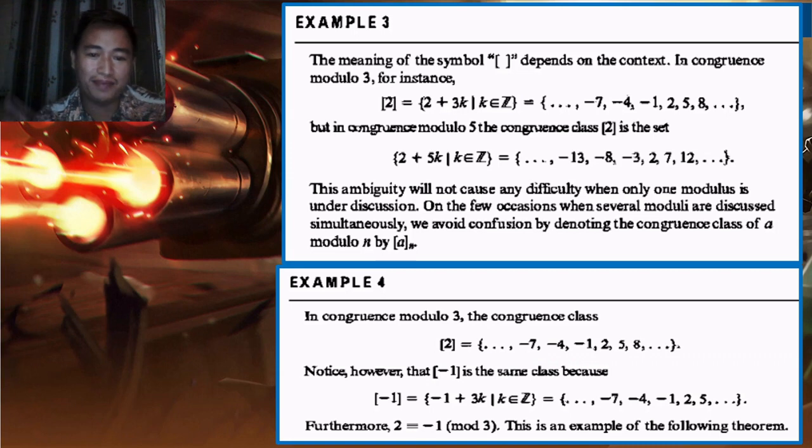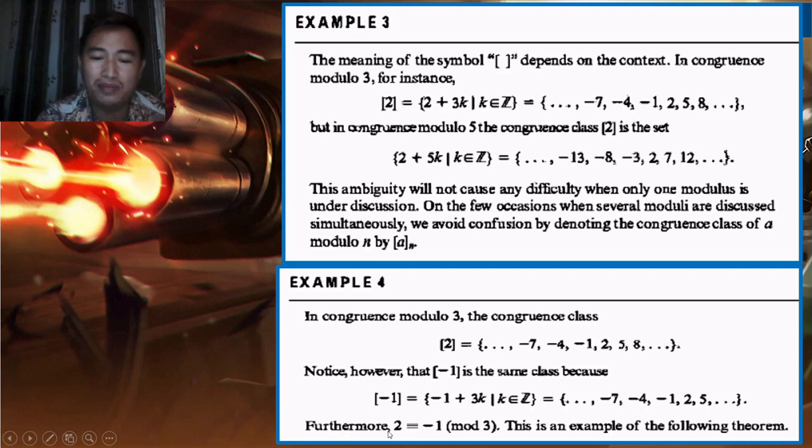Class, example number 4. In congruence modulo 3, the congruence class of 2. Notice, however, that negative 1 is the same class, so the class of negative 1 is equal to that of 2. Negative 1 plus 3k, more or less, gives the same class as the result.